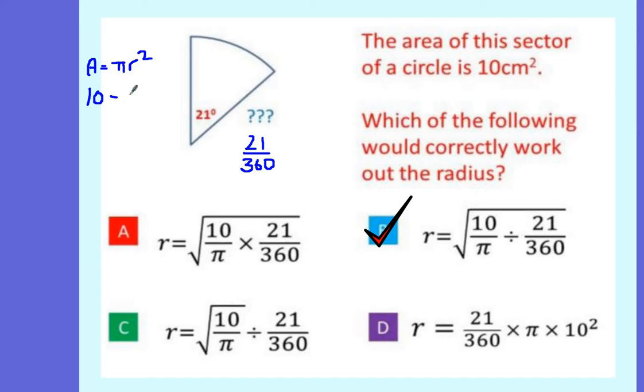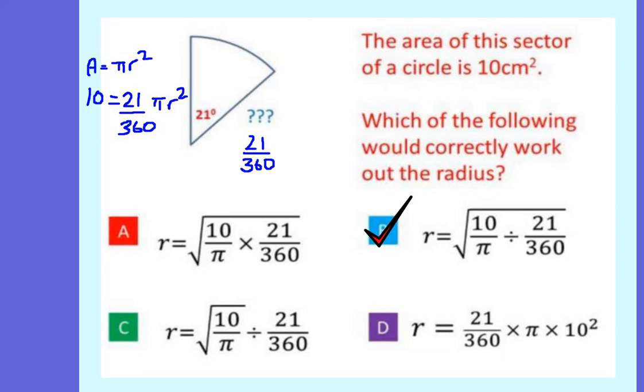So 10 is equal to that fraction, 21 out of 360, times pi r squared. And if we rearrange that equation, that's going to give us r is equal to the square root of 10 over pi divided by 21 over 360.